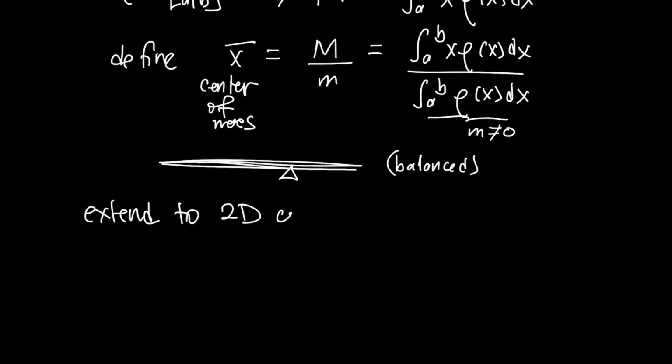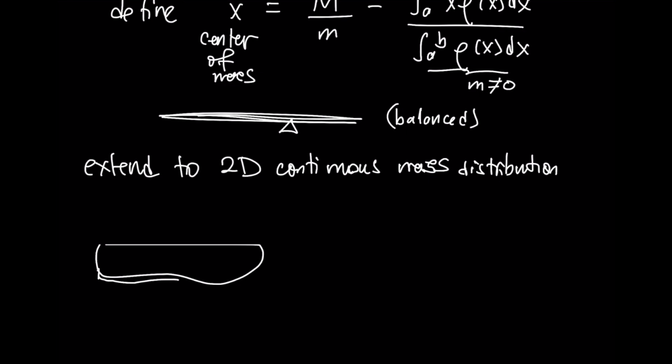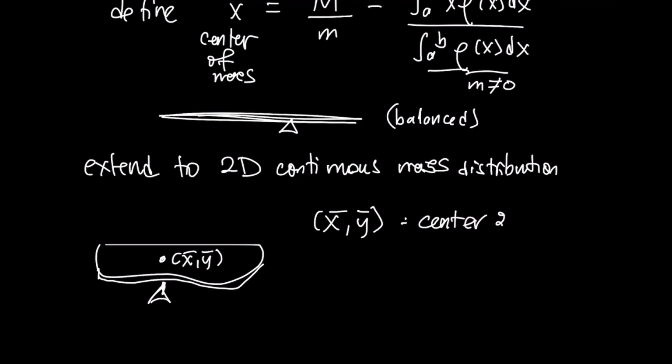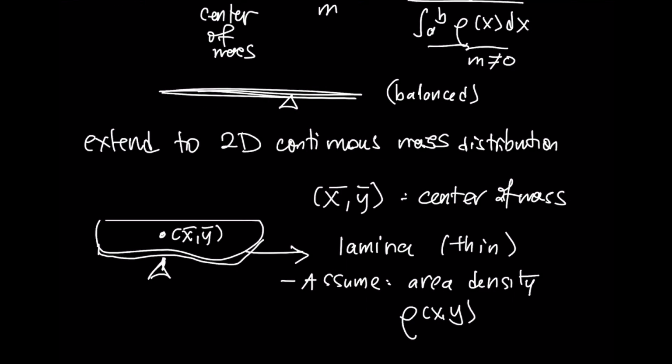We can extend this to a two-dimensional continuous mass distribution. We've got a thin plate, and we would like to put a pivot point there. There's going to be some location or some coordinates of the center of mass, x bar and y bar. These are now going to be the center of mass, and I would like to somehow find these points. So this type of object is sometimes called a lamina, which is a two-dimensional shape that is very thin, essentially ignore the thickness. We are going to assume that it has an area density given by this function rho of x y, and it's going to be continuous.